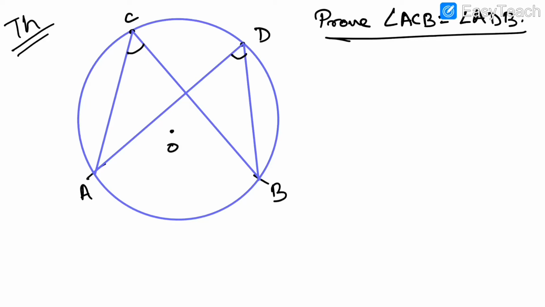There is the center O. We'll join. Now, from the previous theorem, angle AOB, that is the angle subtended by arc AB at the center O, is 2 times angle subtended by arc AB at point C.